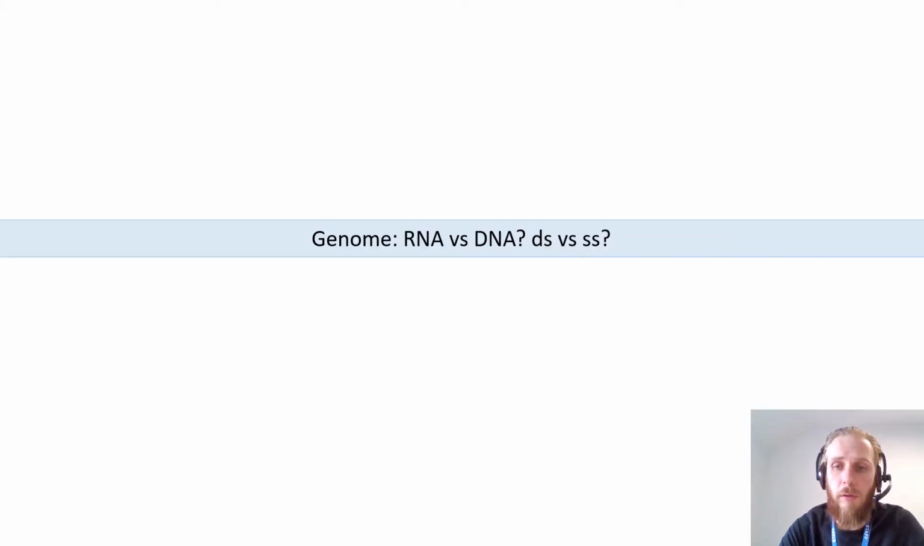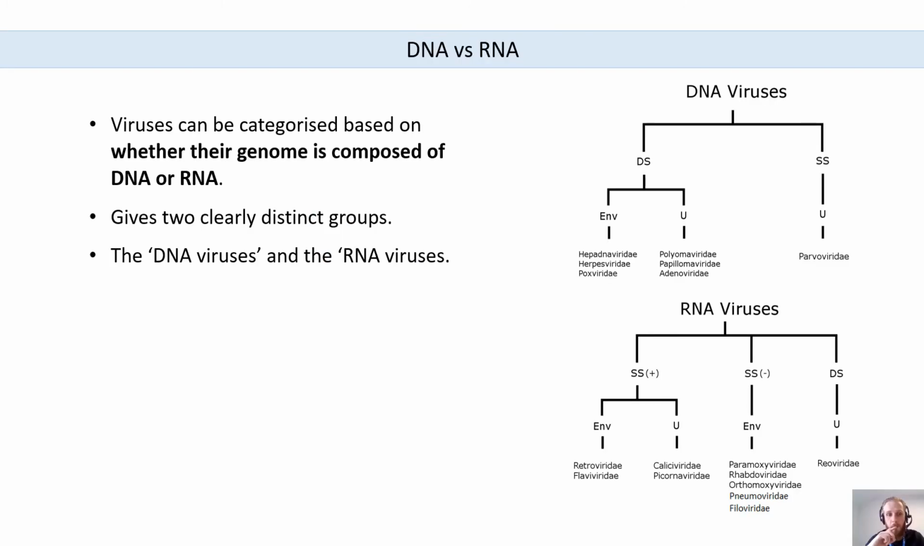So what we'll do now is look at some aspects of this classification system in a little more detail. Firstly, as we said, we can use the genome. We can classify the viruses as either being RNA or DNA, by which we mean they have an RNA genome or a DNA genome. We can also say the genome is either double-stranded or single-stranded. And again, this is a really useful way to classify viruses.